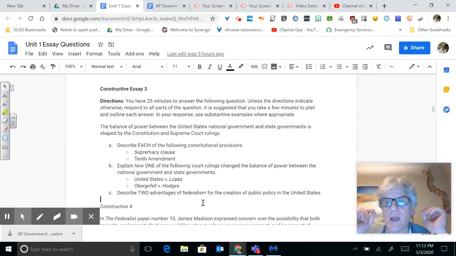Now, Obergefell versus Hodges is the gay marriage case, which was the Supreme Court case that overturned all of the state laws stating that marriage was between a man and a woman. This Supreme Court case said gay marriage was now constitutional and legal in all 50 states. So this changed the balance of power between the national government and state government.